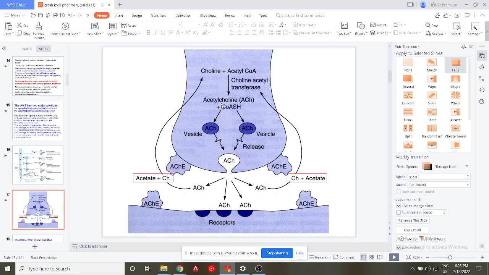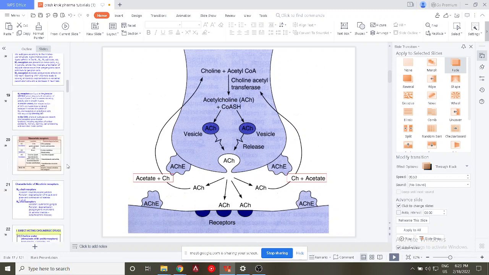acetyl-CoA forms acetylcholine. Then acetylcholine is released by vesicle into the synaptic cleft. So acetylcholine is going to come into the synaptic cleft and act on the receptors. And when it is done acting on the receptors, it is broken down by acetylcholinesterase, so it can be recycled and used again. So please take note.